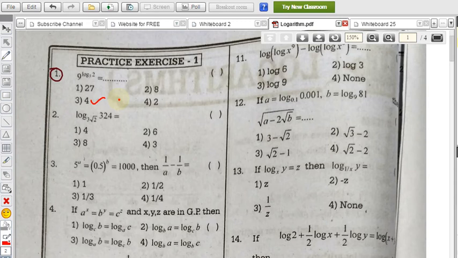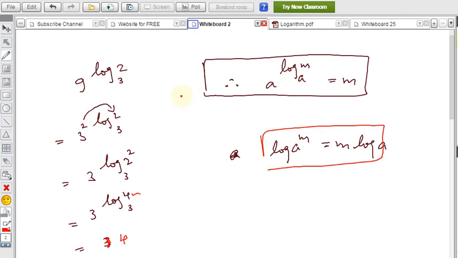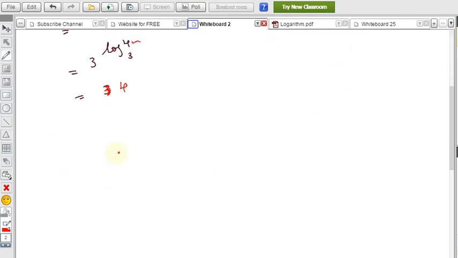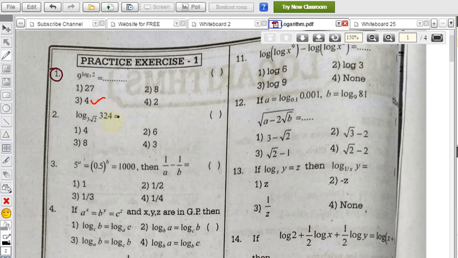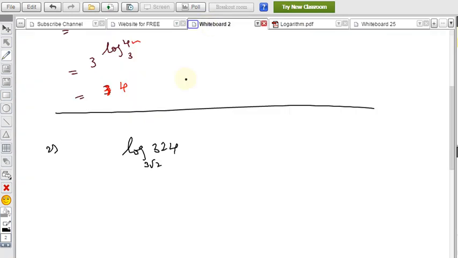Next, log 324 to the base 3 root 2. The question is log 324 to the base 3 root 2 is equal to dash. See, what properties we need to apply, we should know that first. Then it's easy.